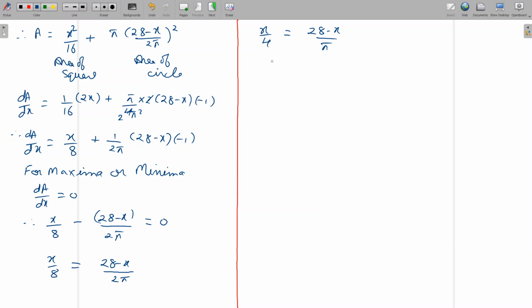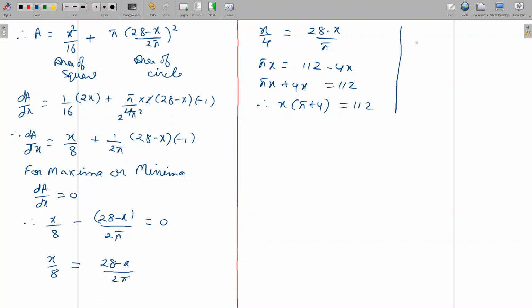Now we have to obtain the value of x. For that we will cross multiply. We will get pi x equal to 28 into 4 minus 4x, so 112 minus 4x. Bringing all x terms to the left, we get pi x plus 4x equal to 112. Taking x common, x into pi plus 4 equal to 112, and this will give us the value of x.